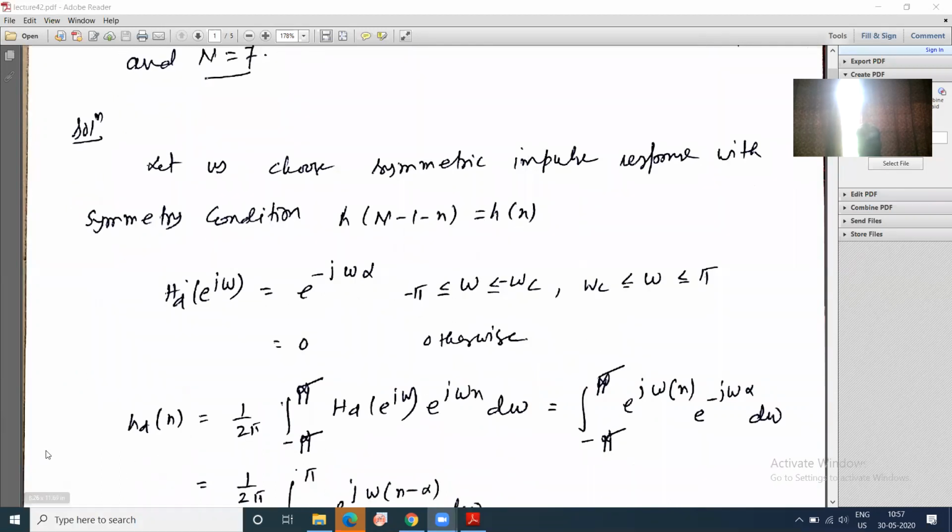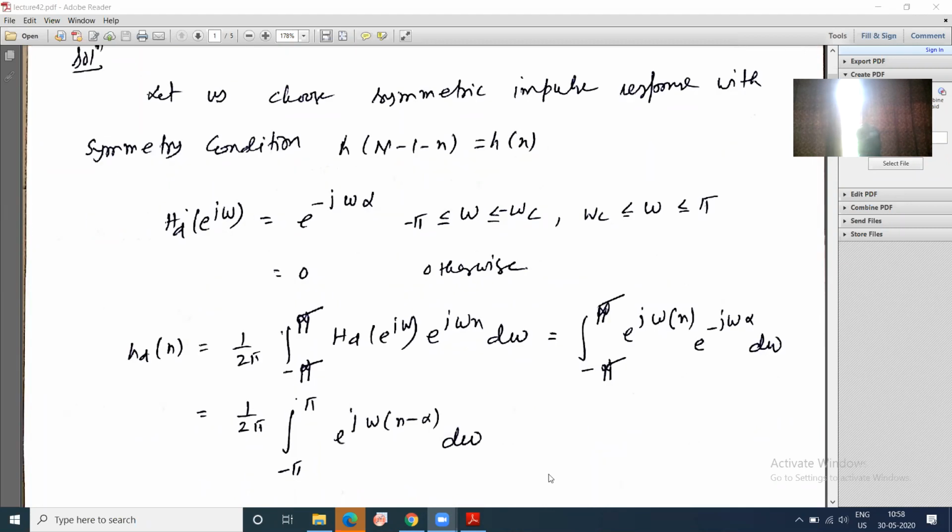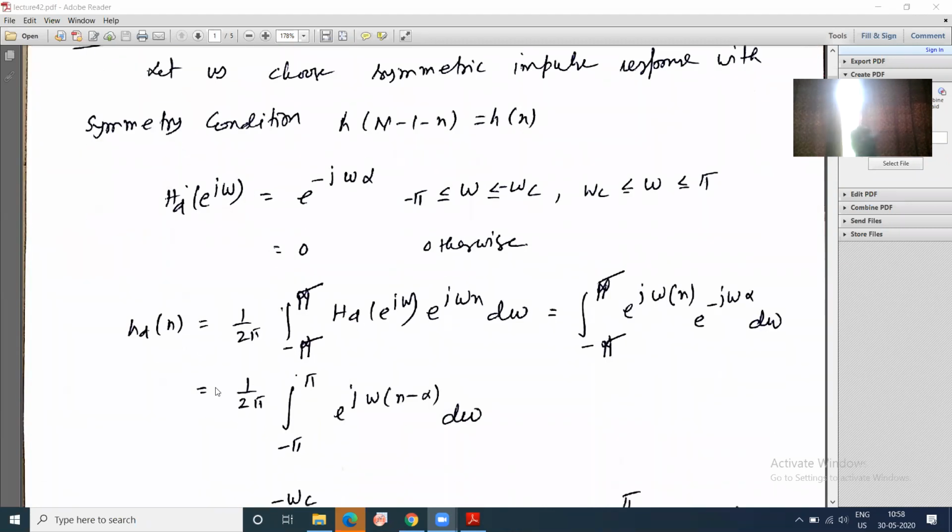Now, our hd of n equals 1 by 2 pi, integral from minus pi to pi of Hd of e power j omega e power j omega n d omega. Then it will be minus pi to pi, and 1 by 2 pi, ঠিক আছে? So this will be also 1 by 2 pi, minus pi to pi, e power j omega n and e power minus j omega alpha. Next step I can write 1 by 2 pi minus pi to pi e power j omega n minus alpha d omega. All right, this step.